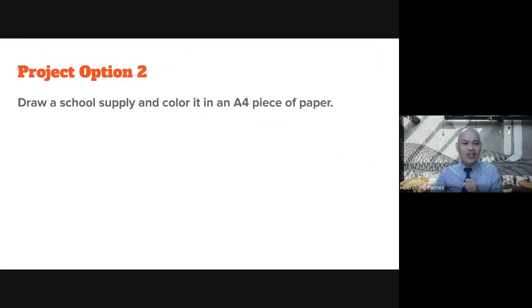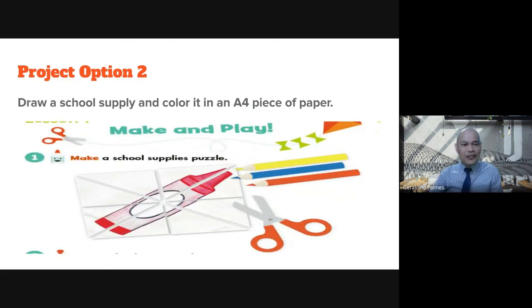Option number 2 is draw a school supply and color it on an A4 paper. Piece of paper. This is A4. You can draw a big school supply right here. One in each paper. So you may draw maybe 2 or 3 papers. Then, after that, make a school supply puzzle. You cut it this way. Half, diagonal, and another this one. You can cut following this way in the picture.